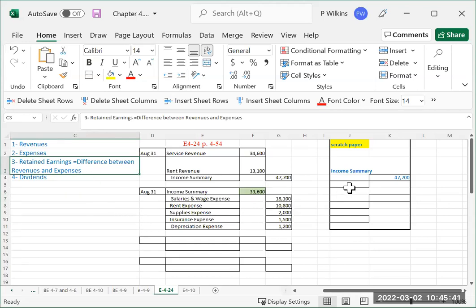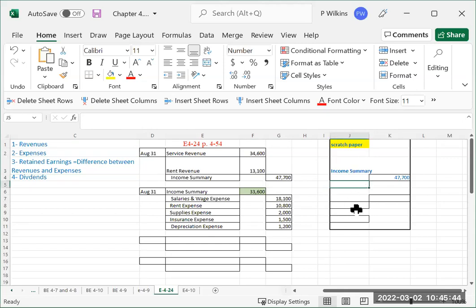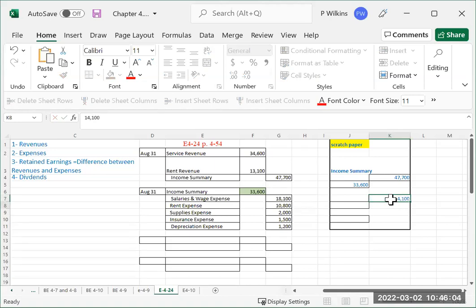So there's 2 ways you can do it. One, you can run a T account like I'm doing on scratch paper over here, right? So I'm going to do a debit of $33,600, and then I'm going to balance that account. And so it's going to be $47,700 minus $33,600, and that's going to be a total of $14,100, right? So now I see the income summary has a credit of $14,100, and I know that income summary starts at 0 and ends at 0. So that means in order to clear out that income summary, I need to debit it $14,100.